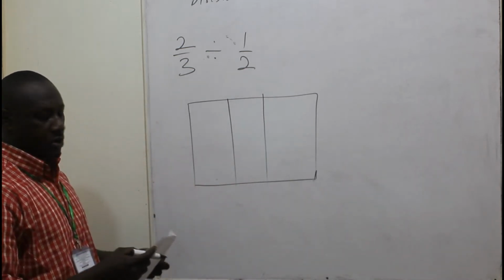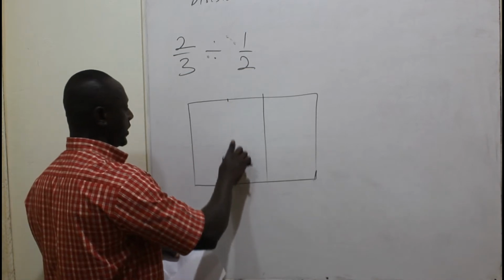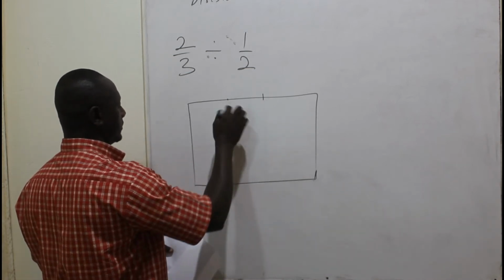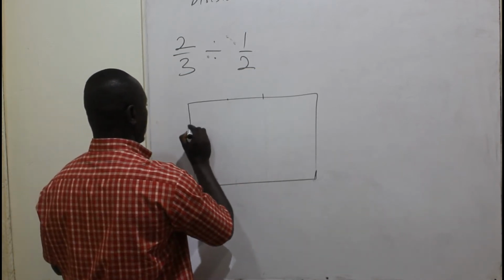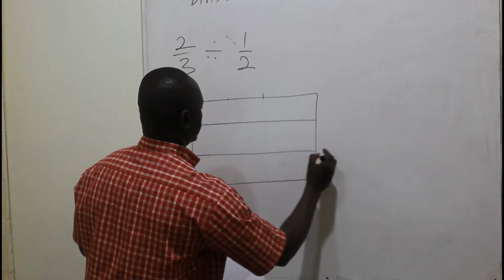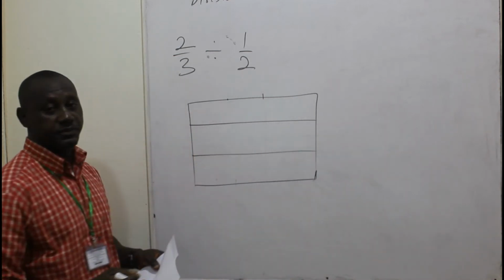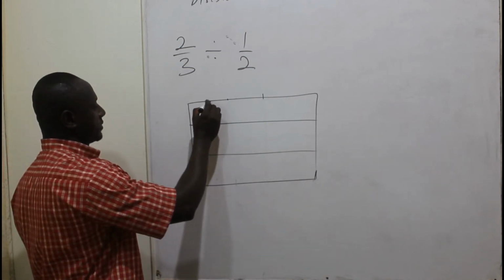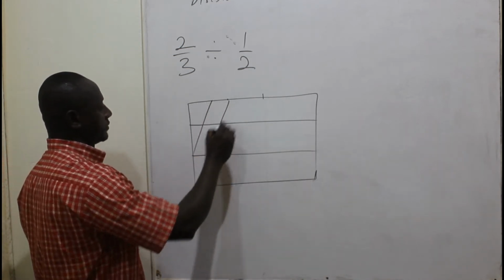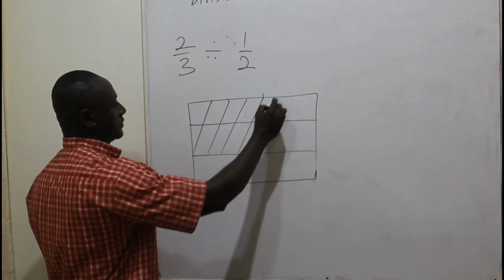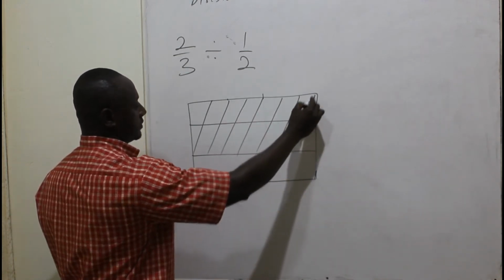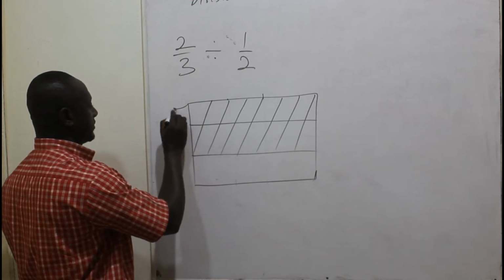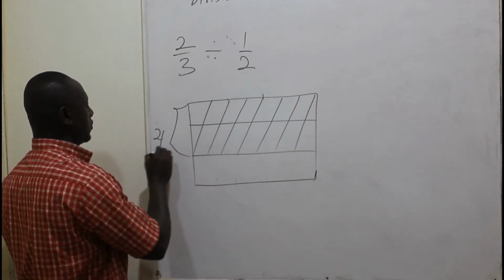Okay. Or I can have it in this way. You can also do it in this way. This one too is accepted. When you are done with that, we choose 2 parts like this, to represent my 2 on 3.